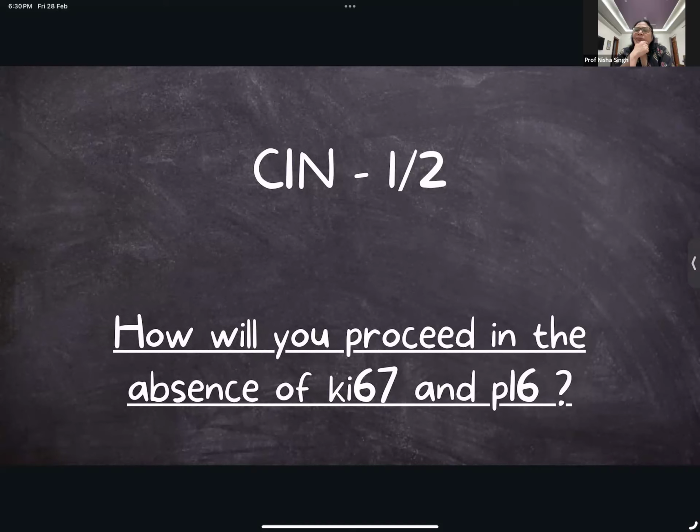Yeah, ma'am, please. No, I was just... Okay, hi, Dr. Nisha, you have understood the question. Basically, if we have the facility, then they clearly write, adding that and telling us, and then it becomes easier. But if there's a report like this, CIN 1 or 2, how do you proceed?